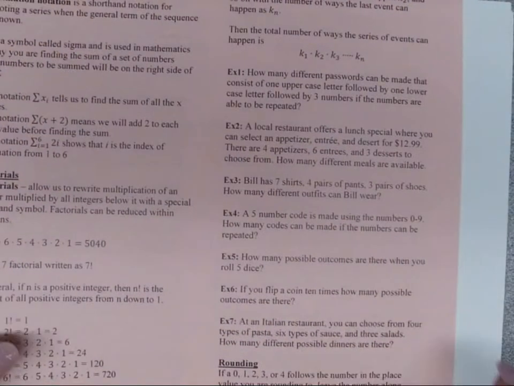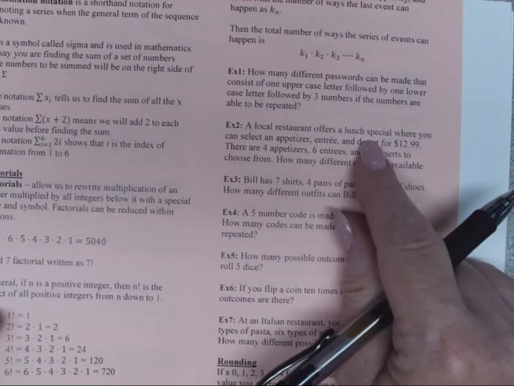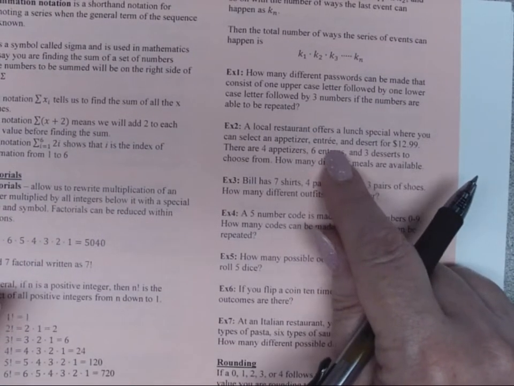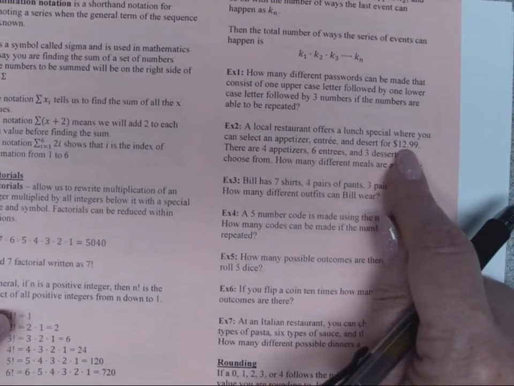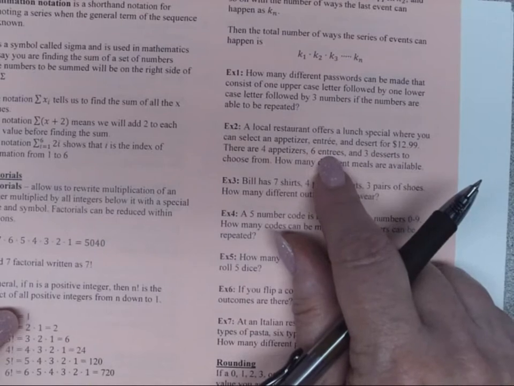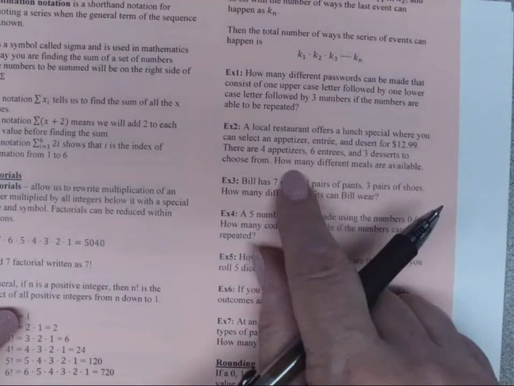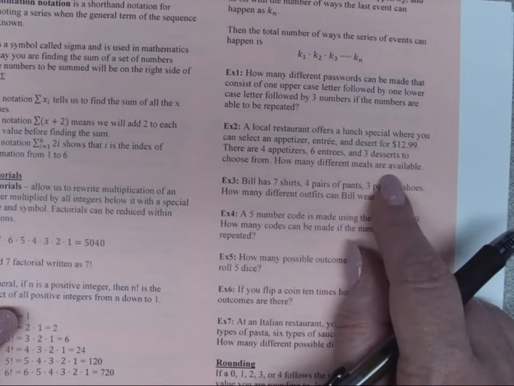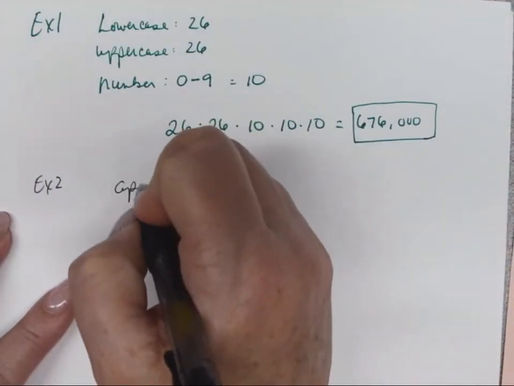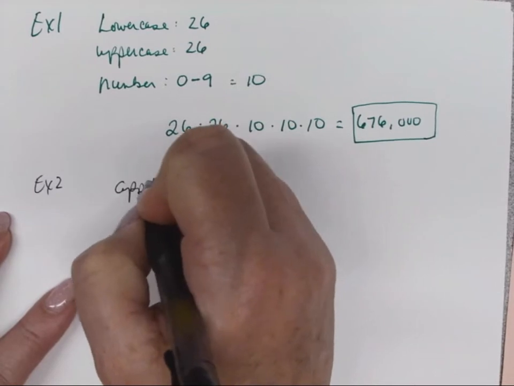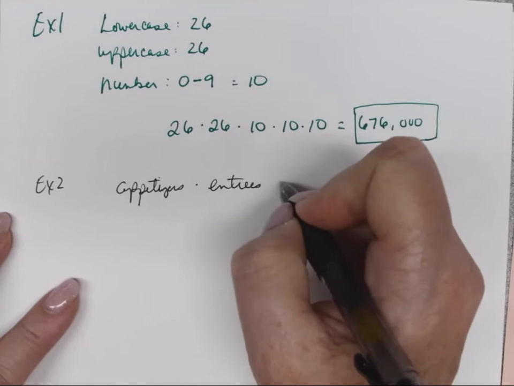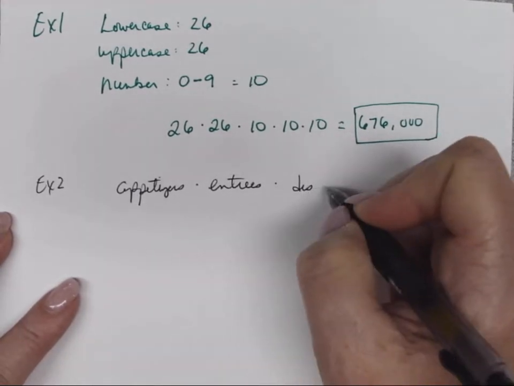So for example 2, we've got a local restaurant that offers a lunch special where you can select an appetizer, an entree, and a dessert for $12.99. There are 4 appetizers, 6 entrees, and 3 desserts to choose from. How many different meals are available? So we are looking at appetizers times the entrees times dessert.